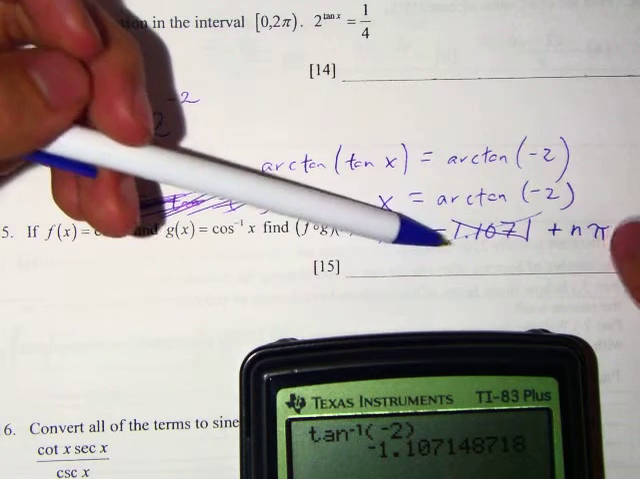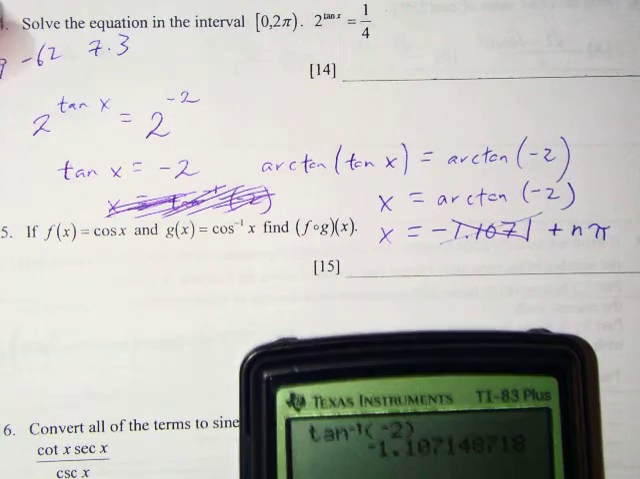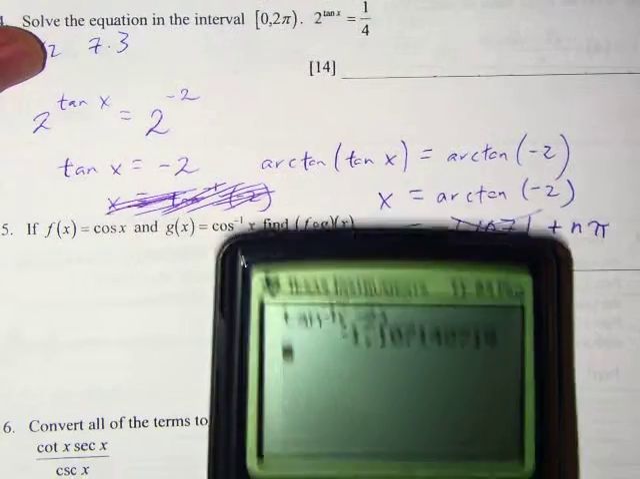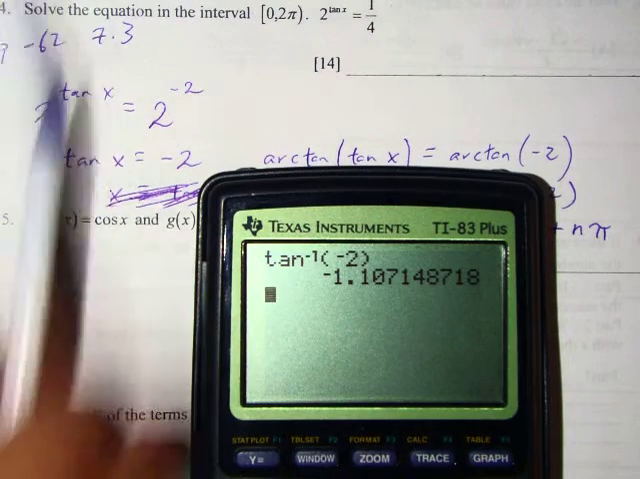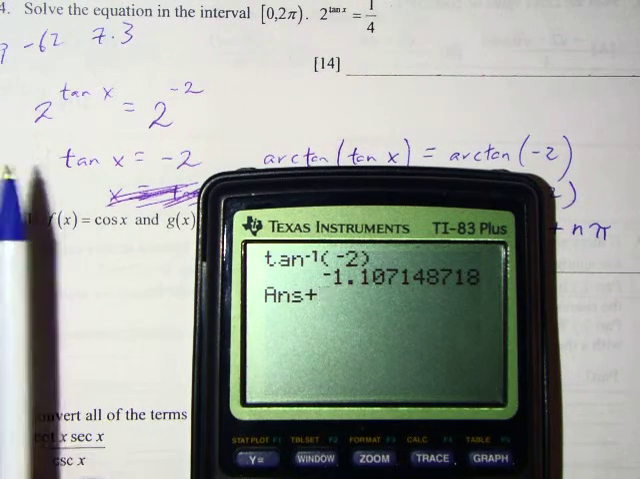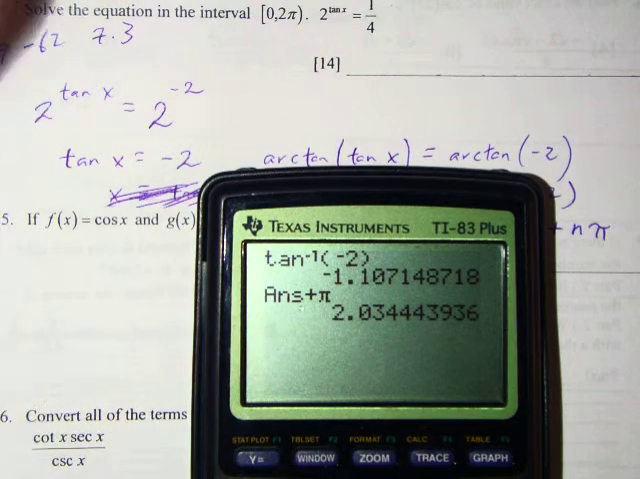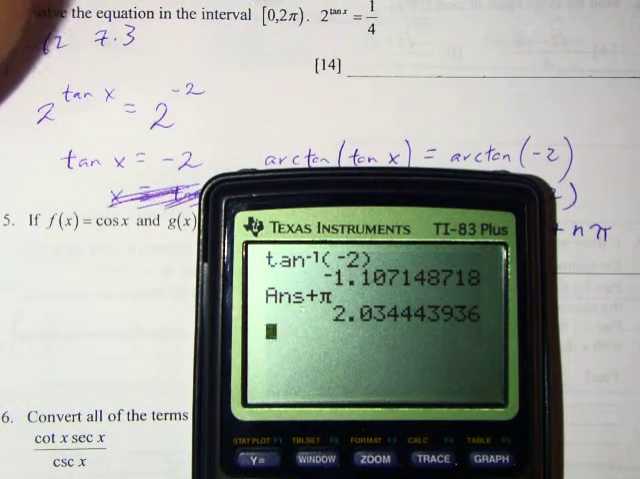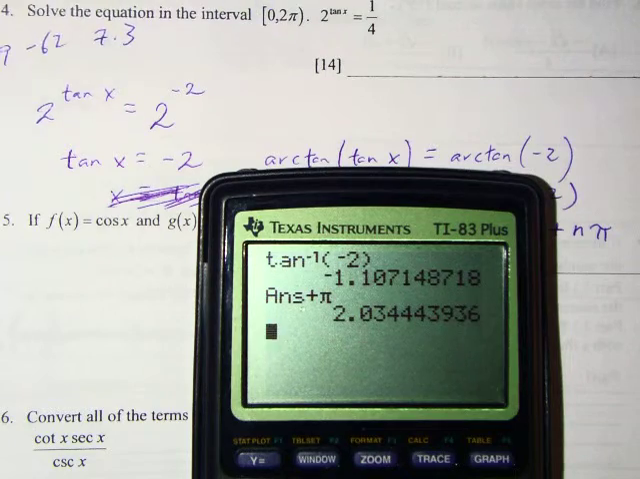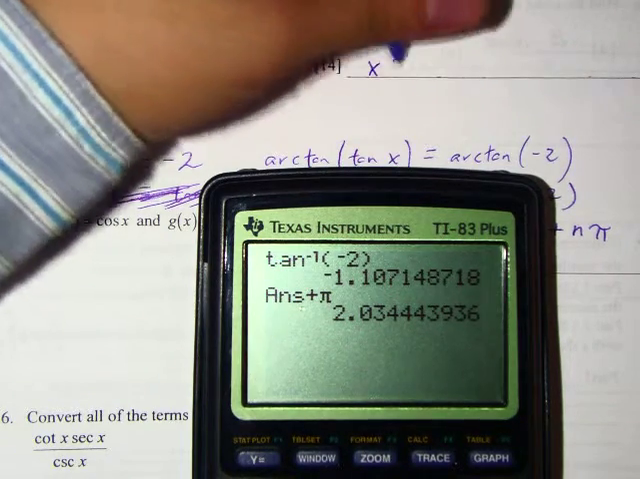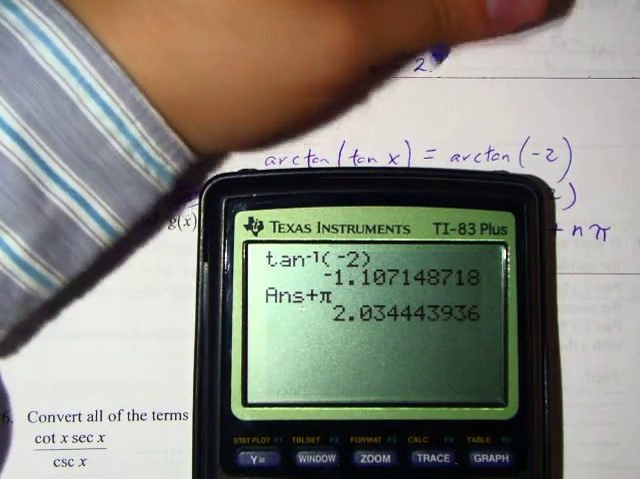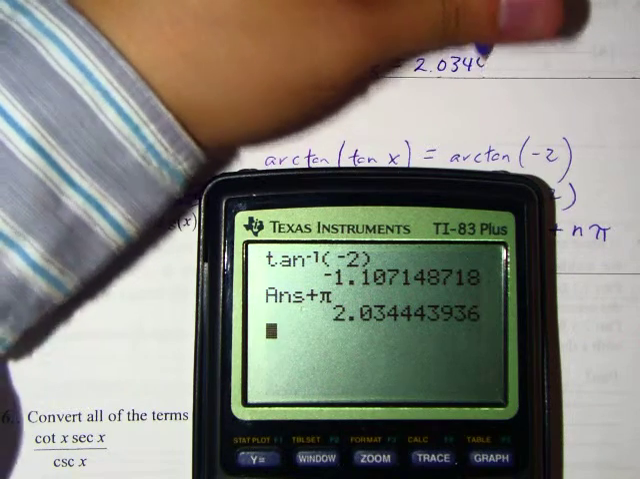So let's go ahead and add pi to this answer. We take this answer and add 1 pi to it, so plus pi. That is between 0 and 2 pi, so it's an acceptable answer. So x equals 2.0344.